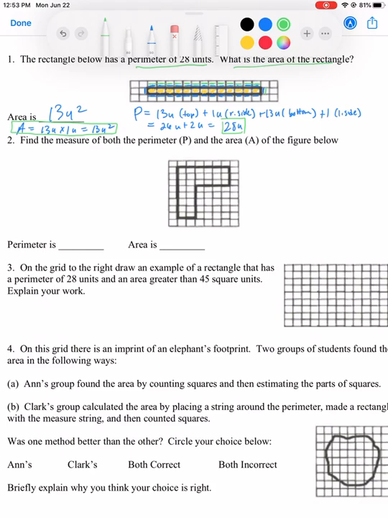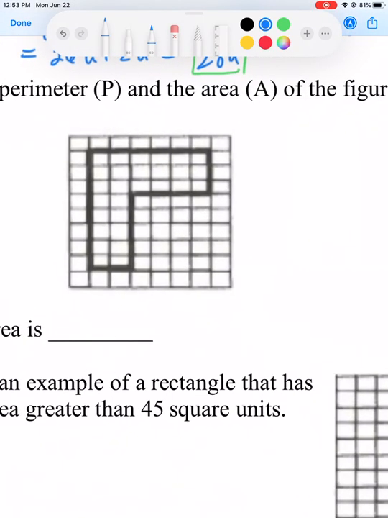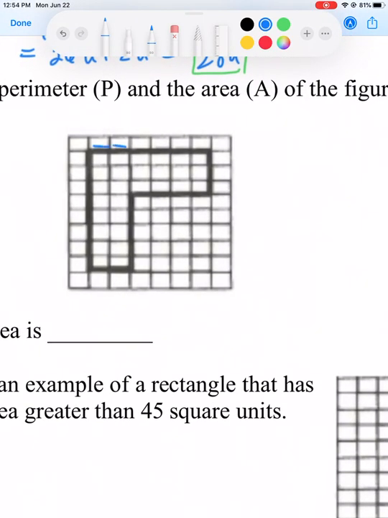Okay, so what we have here is a perimeter and an area. We want to find the perimeter first, and so we count them all the way around here. Okay, so I'm going to do it quickly. 1, 2, 3, 1, 2, 3, 4, 5, 6, 7, 8, 9, 10, 11, 12, 13, 14, 15, 16, 17, 18, 19, 20, 21, 22, 23, 24, 25, 26, 27, 28. So the perimeter is 28 units.